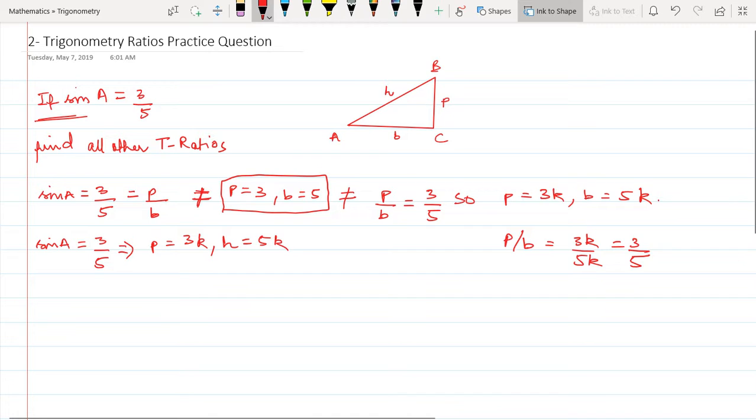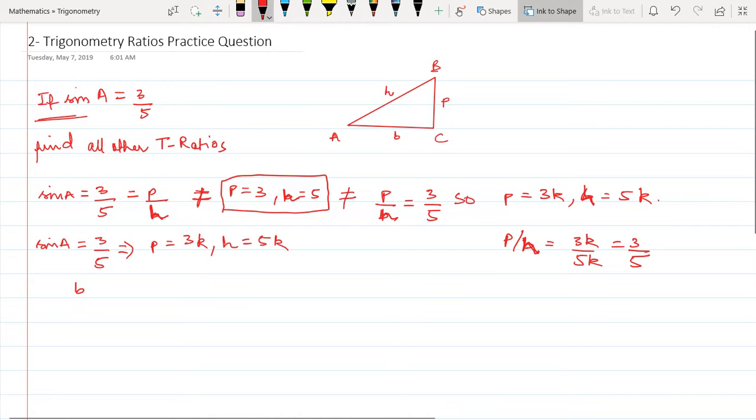I'm sorry, this will be hypotenuse h everywhere. It will not be base. My apologies. This is h. Please do not get confused. This is h. My bad, and thank you for pointing this out. So h is 5k, then I have to find the base.